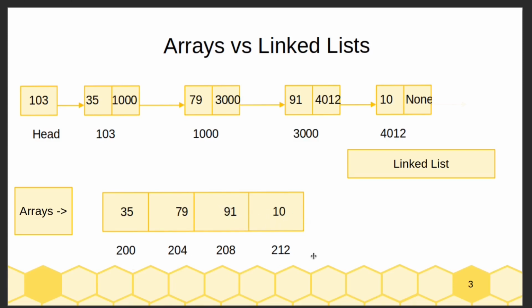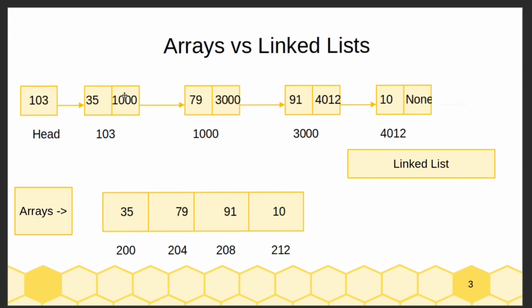This is contiguous. Here in the linked list, our first node is present at address 103, and the next node is present at address 1000. So it's a huge gap. It's not necessary that you directly allocate the next node right after this address. You can allocate it anywhere, but you have to make sure that you're storing the address of the next node in the next pointer of the previous node.